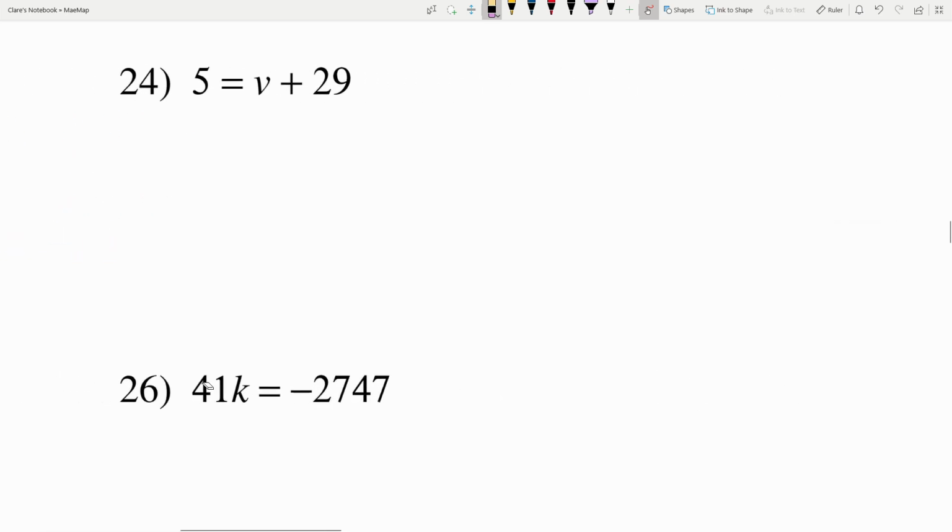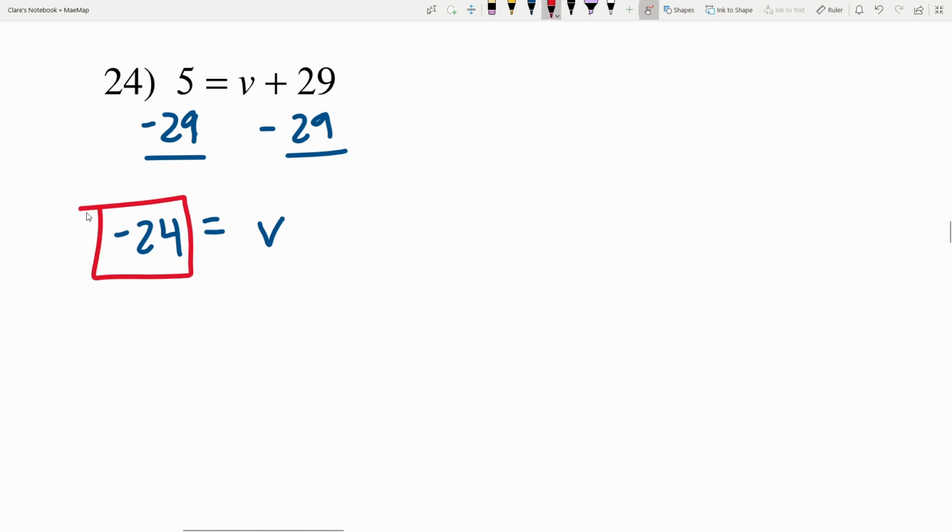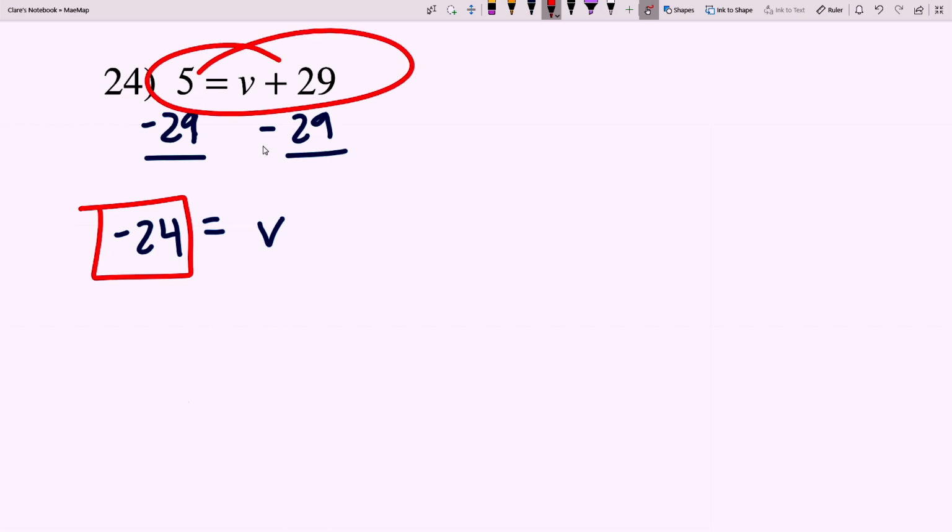In number 24, we'll go ahead and solve this one-step equation. So it's going to take us one step to solve, and that's going to be subtracting 29. That's our one step. There we go, because v plus 29 minus 29 is equal to v plus 0, which is v, and 5 minus 29 is going to give us a negative 24. So in one step, we solved and got negative 24 as our solution, and that's what v needs to be in order to make this equation true, because negative 24 plus 29 equals 5. Any other number will not work.